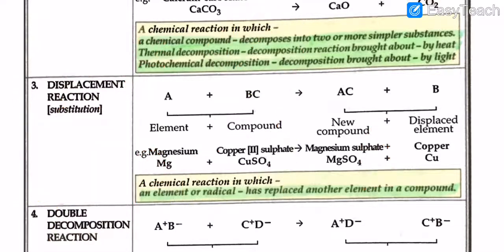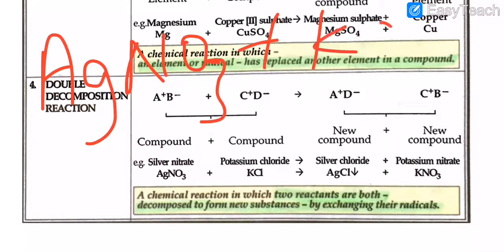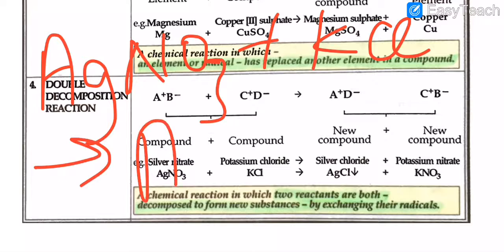Then you have double decomposition reaction. Okay, double decomposition reaction meaning A+ B- plus C+ D- gives you A+ D- and C+ B-. So it's almost like displacement reaction again, but also decomposition at the same time. For example, if I take AgNO3 plus KCl, it gives you AgCl plus KNO3.